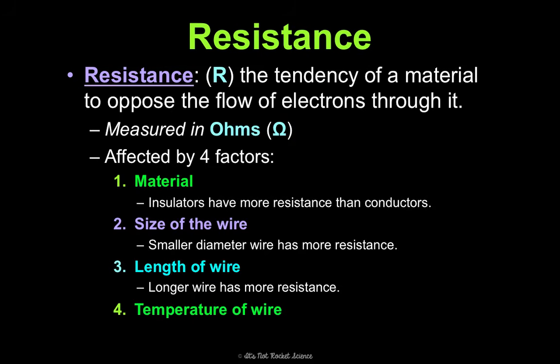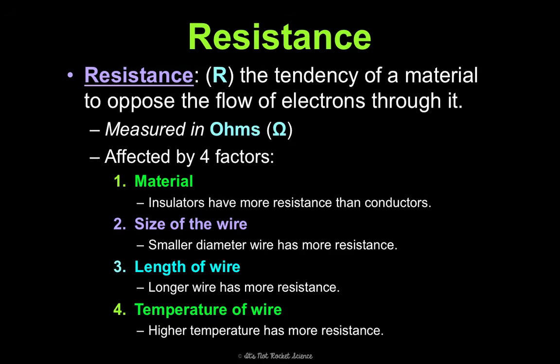And last is temperature of a wire. So hopefully you remember from our last unit that temperature is a measure of the average kinetic energy of particles in an object. So higher temperature means higher kinetic energy of particles in the object. And hopefully you remember that kinetic energy is energy in motion. So if higher temperature means higher kinetic energy, that means the particles are moving crazier. So the electrons are going to have a harder time flowing because they're bouncing even crazier than they were before. So a higher temperature of a wire is going to also have more resistance.